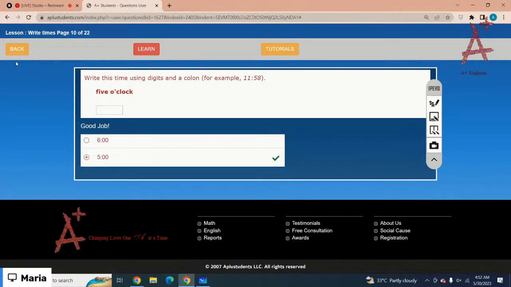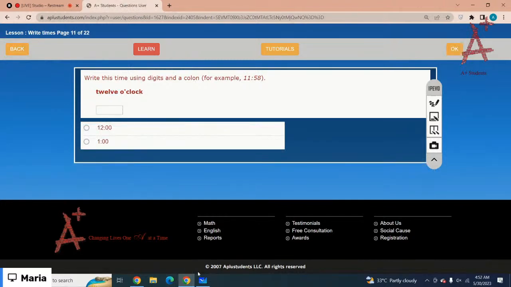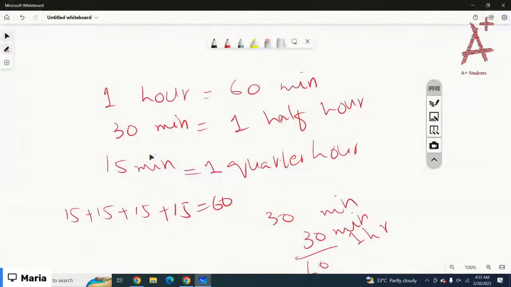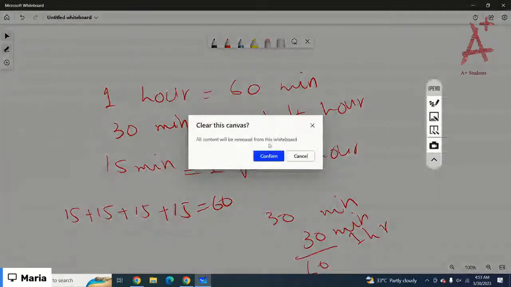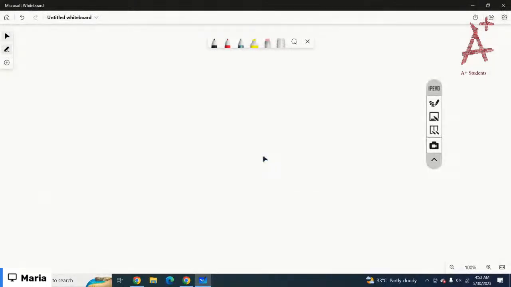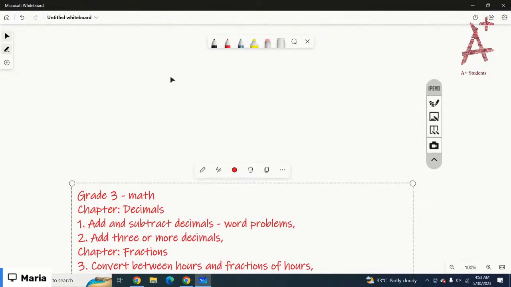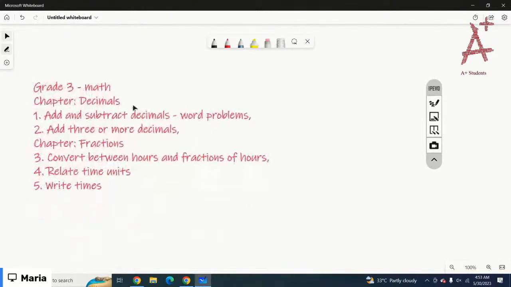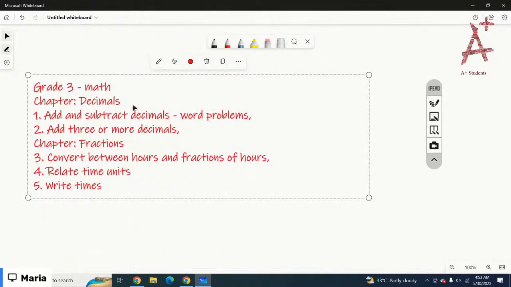Okay, you can complete the rest by yourself later today. So we were working on grade 3 maths. We have started with the chapter decimals. The lessons we have covered today are add and subtract decimal word problems, and add 3 or more decimals. Then we started the chapter fractions, and the lessons we covered are convert between hours and fractions of hours, relate time units, and write time.